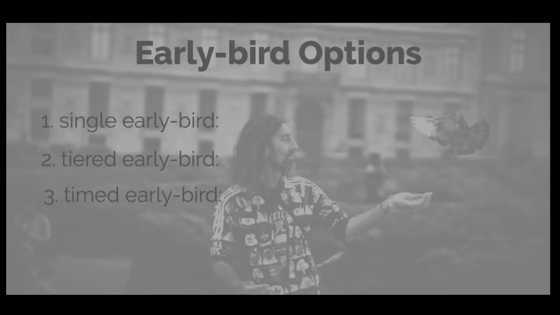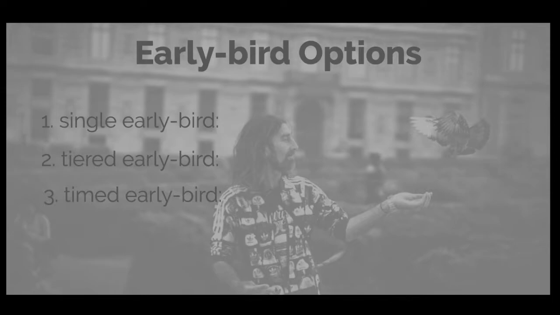Next, we've got early bird options, something to think about as well. Can you offer a special discount to the people that signed up? Give them 10% off. If they back on the first day, they get 20% off. You can also look at a tiered early bird where, like I was just saying, a single early bird might be a special price if you back on day one.